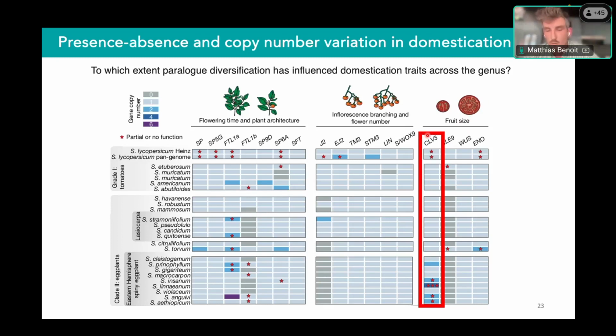And we wanted to know if CLAVATA3 could also be involved in the evolution of traits across the Solanum, and if the paralogous diversification of CLAVATA3 and the generation of gene duplications of CLAVATA3 could also modify those phenotypes in Solanum.